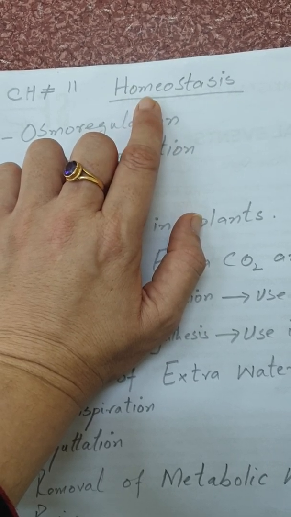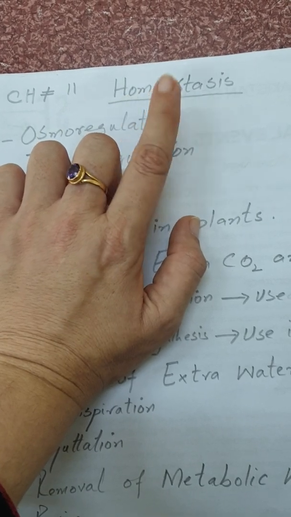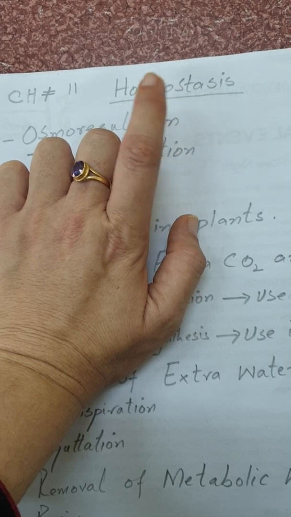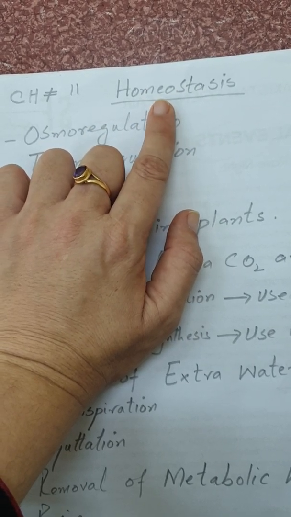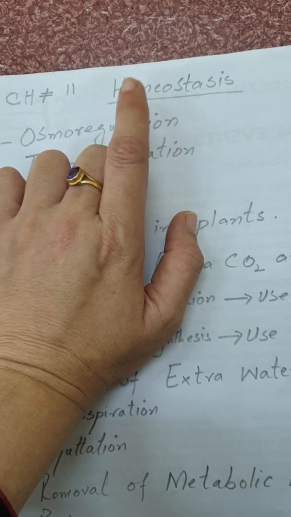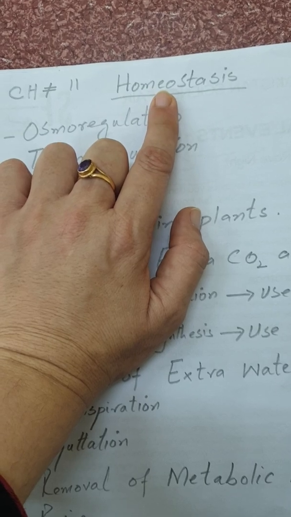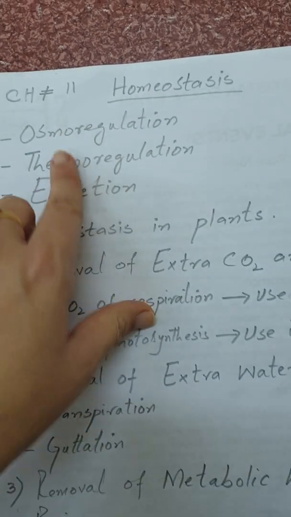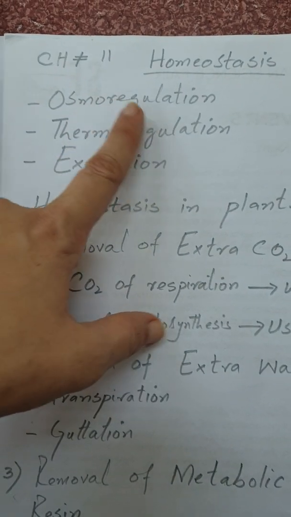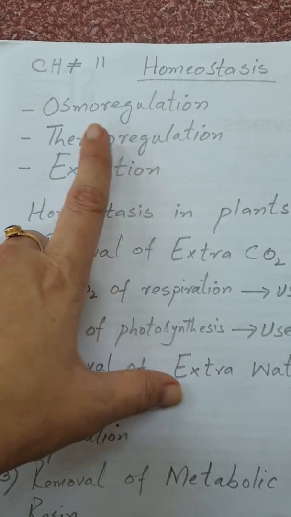For that reason they need homeostasis. They need to control their internal environment. They need to keep their internal environment safe from the fluctuations of the external environment, and that is why homeostasis is an important process for the living organism. It includes three types of regulation: osmoregulation, thermoregulation and excretion.